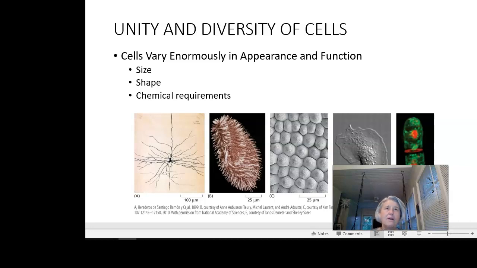Some cells require only carbon dioxide, water, and light in order to be able to survive. Other cells need complex biomolecules in the form of nutrients to be brought in from the exterior of the cell, in addition to things like oxygen, or maybe not oxygen, maybe sulfur. For some cells, oxygen is poisonous, and so the chemical requirements vary tremendously as well.